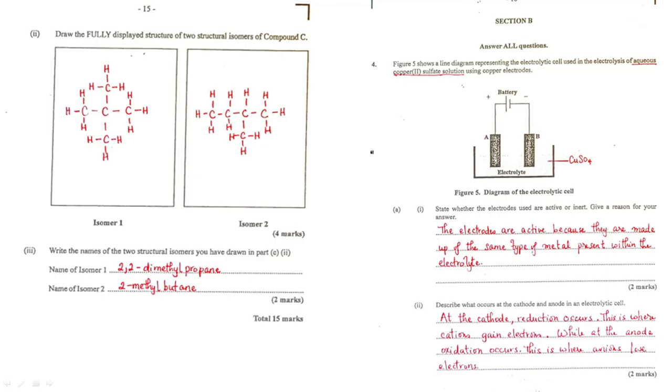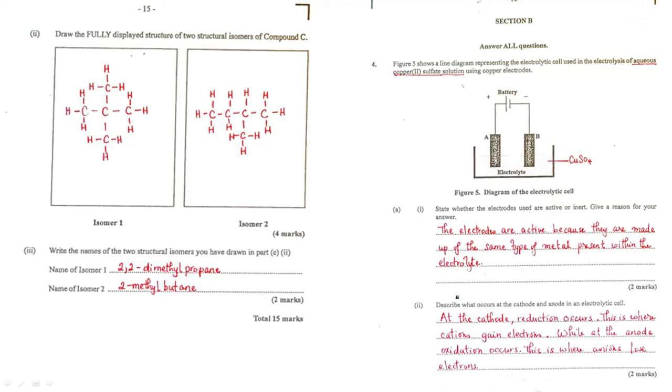Okay, now question 4. Question 4 is dealing with electrolysis. Electrolysis tends to be a problem. So it says figure 5 shows a line diagram representing the electrolytic cell used in the electrolysis of aqueous copper sulfate solution using copper electrodes. Okay, so state whether the electrodes used are active or inert. Give a reason for your answer. Well, the electrodes are active because they're made up of the same type of metal present within the electrolyte.